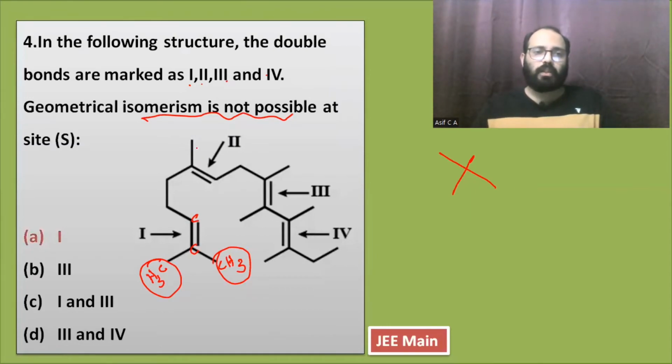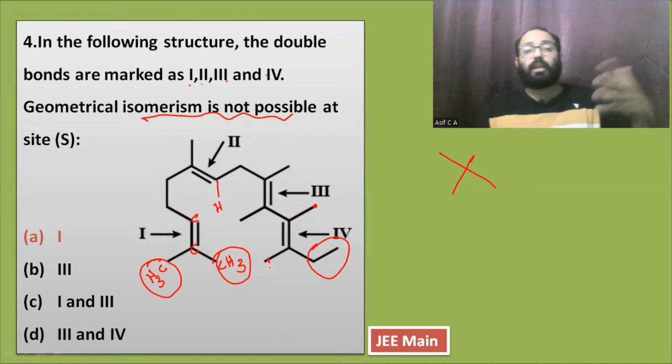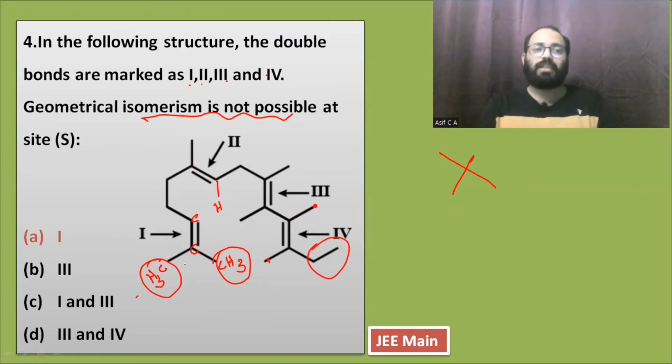In all the rest, the groups are different. Here methyl group, here one big group, here one hydrogen, here one hydrogen. Here another big group, here one methyl group, here another group, here one methyl group, here another group. In this compound, here methyl group, here another group, here methyl group, here ethyl group. So all these are different, so they can show geometrical isomerism. But here both are the same, so this particular first one cannot show geometrical isomerism.